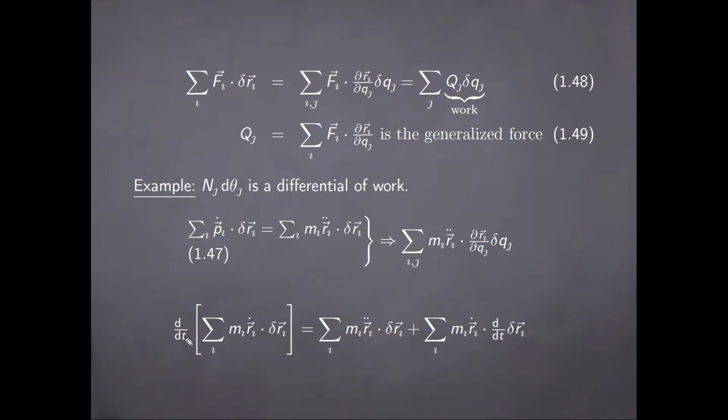If we then look at the total time derivative of the dot product between the linear momentum and the virtual displacement, this is of course equal to a term which is just the one obtained above, without an explicit expansion of the virtual displacement, plus a second term involving a time derivative of the virtual displacement.